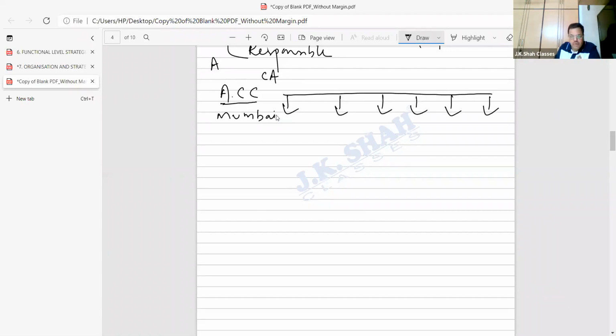Functional structure means what? Very easy. There is one professor who looks after the accounts department. One will look after direct tax. One will look after indirect tax. One will look after costing. One will look after FM. One will look after audit. Please understand. And in Mumbai, this class was doing excellent business. Understand properly. And work was going on.